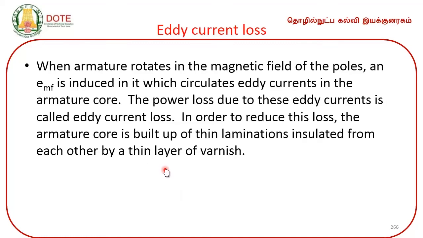Then comes the eddy current loss. When armature rotates in the magnetic field of the poles, an EMF is induced in it which circulates eddy currents in the armature core. The power loss due to these eddy currents is called eddy current loss. In order to reduce this loss, the armature core is built up of thin laminations insulated from each other by a thin layer of varnish.